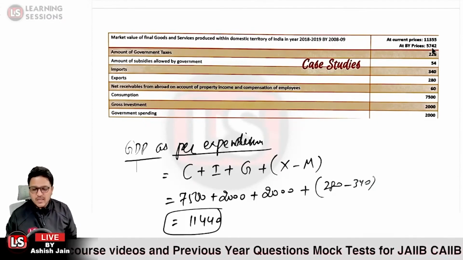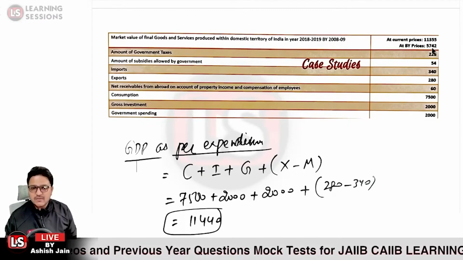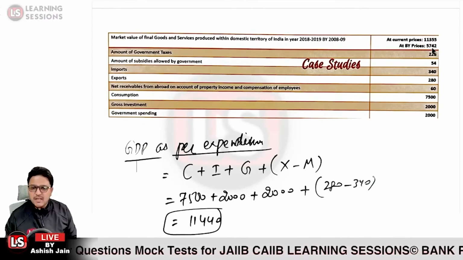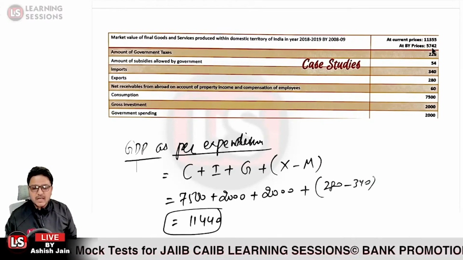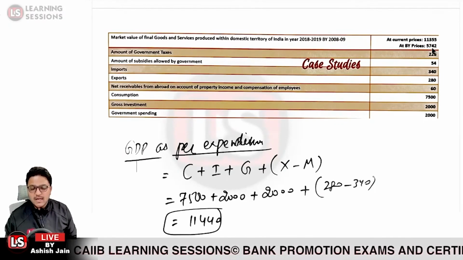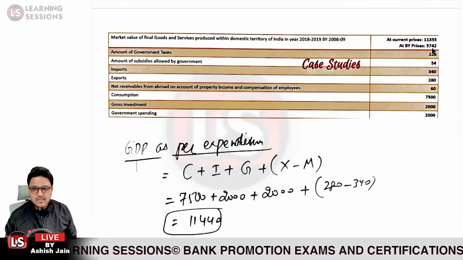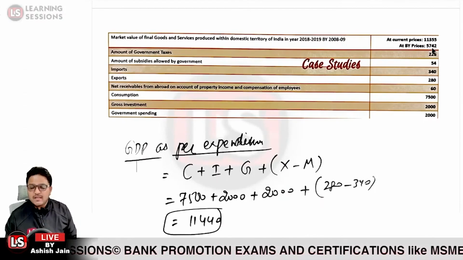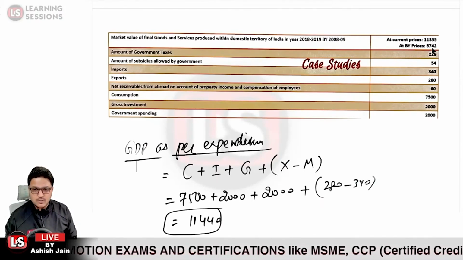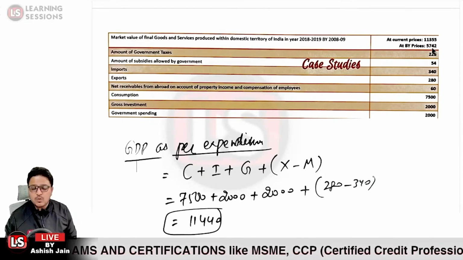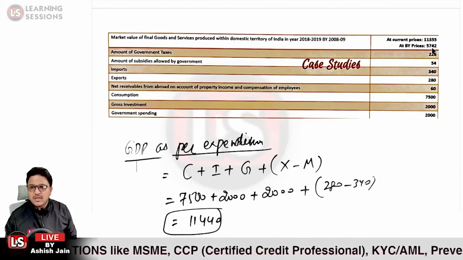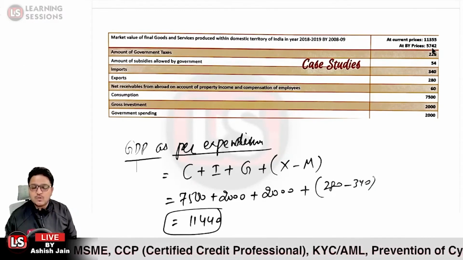So in a nutshell, if we are talking about GDP itself, there are 3 methods by which we can calculate it: the expenditure method, the income method, and further the production method. That is how we can calculate the GDP itself. GDP is the market value of the final goods and services produced in the territory within a particular period of time, which is usually a year.